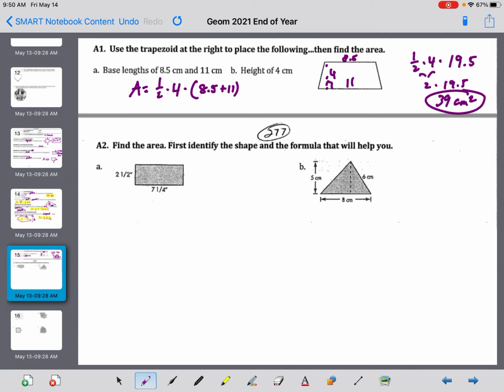All right, let's do some example problems on page 277. This one's a rectangle. First, identify the shape. If you can't identify the shape, you can't pick the right formula.